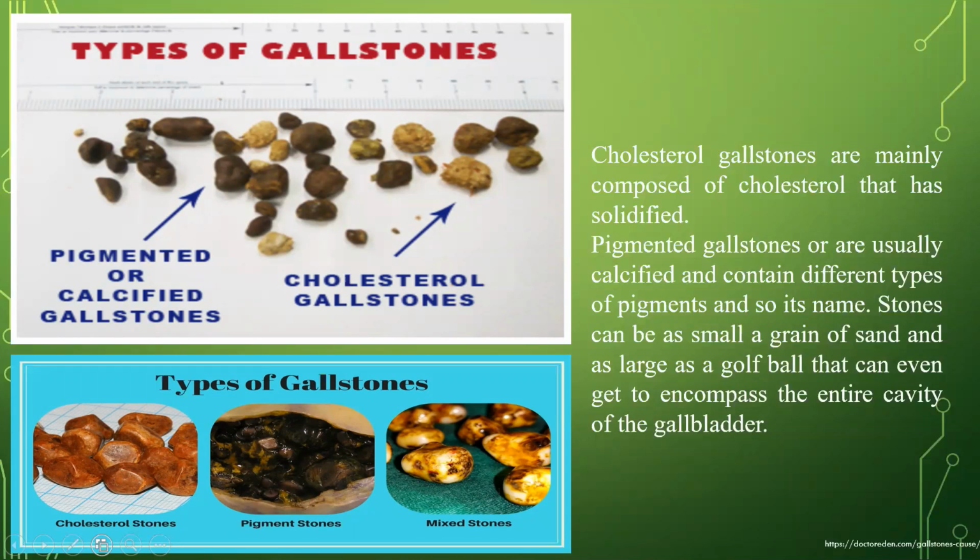Stones can be small, like a grain of sand, or large, even the size of a golf ball, and can even encompass the entire cavity of the gallbladder. So cholesterol stones mostly contain, according to their name, cholesterol. Pigment stones contain pigment, and there are mixed stones, which are a combination of the two previous ones.